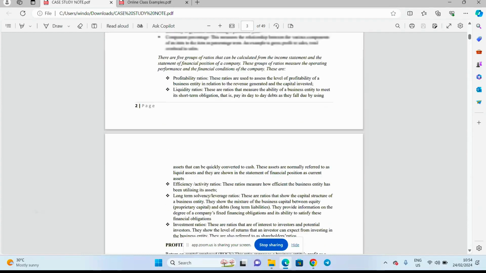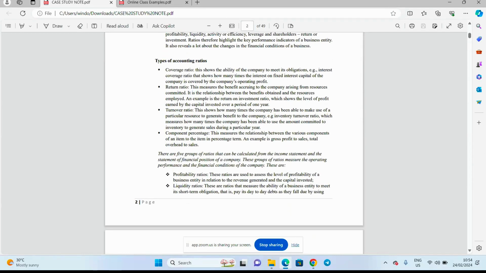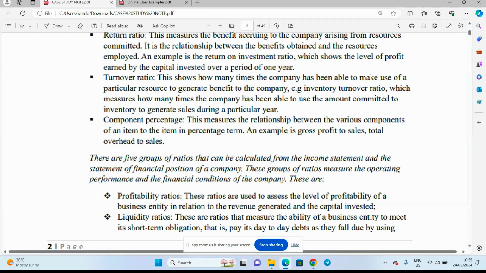Now, let's go to, okay, that's types of accounting ratio. There are 5 groups of ratio that can be calculated from income statement and the statement of financial position. This is what I'm talking about. This one. Can you see it, everybody? Hello? Yeah, we can see, sir. Okay, all right. Thank you. That's for accounting ratios. Okay, you can see it clearly now, right?